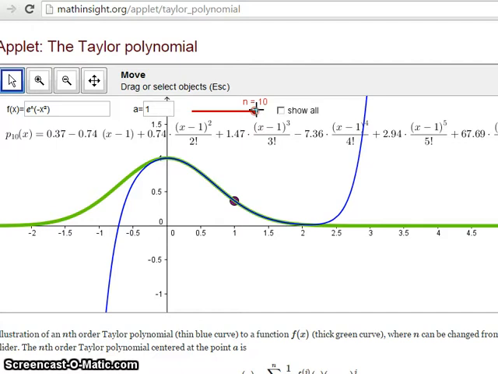Now, you can see in the middle of your screen it says p of 10 of x equals 0.37 minus 0.74 times x minus 1, and so on. That's our Taylor polynomial. So it's not a very pretty polynomial, but it's something that's easier to use than just e to the negative x squared if we're trying to find, like, what's the value of e to the negative 0.75 squared. We could use our polynomial to get that value a lot easier than we could using the e if we didn't have a calculator.